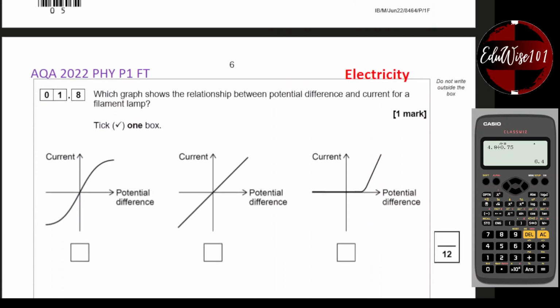Question 1.8. Which graph shows the relationship between potential difference and current for a filament lamp? Now you've got three current and potential difference graphs here. The one which shows a filament lamp is the first one, which looks like this S shape. Now, what about the other two graphs? You need to remember the shape for these. So the second graph is for a fixed resistor, and the third graph is for a diode.